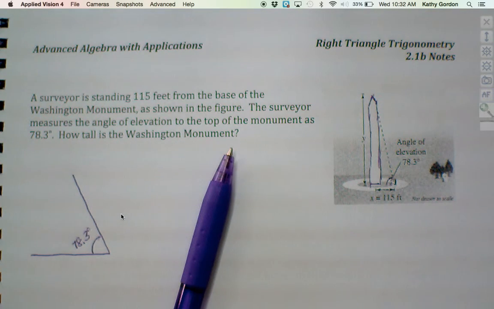So when we talk about this, what we're really saying is if someone is looking straight out, we're assuming that that line of sight is parallel to our ground. If we look up from there, then we have an angle of elevation.